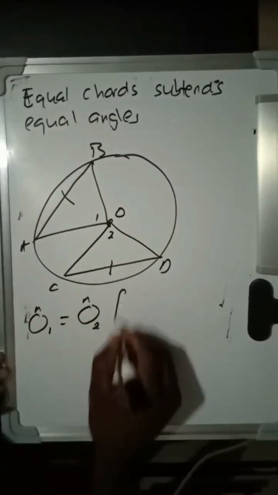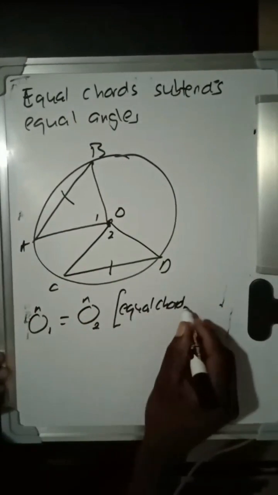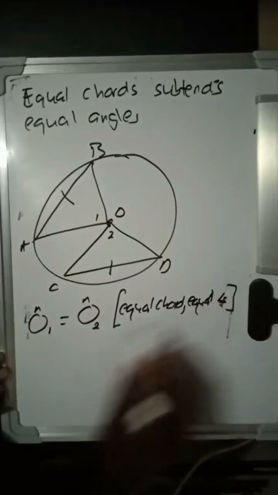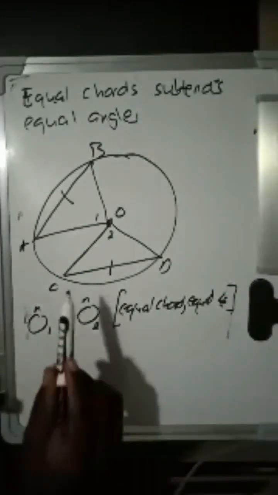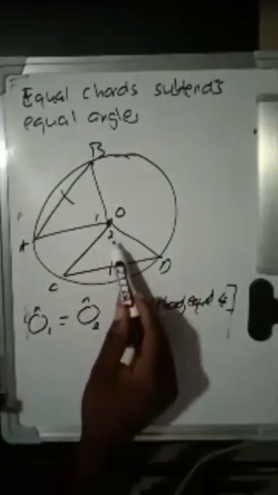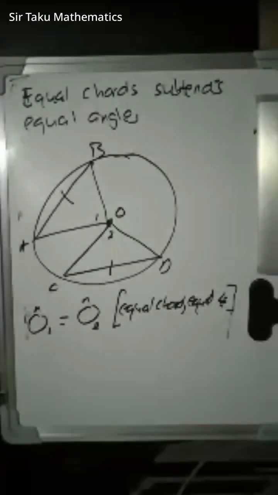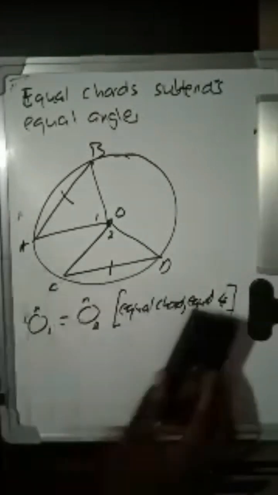Then again, equal chords, equal angles, like that. Okay, so it is also very important to note that the angles can be at the center or the angles can be on the circumference. Okay, that is equal chords, equal angles. Right, we are moving, guys. If I've left anything, I'm gonna review and check, but I think for now we have covered this side. Let's go to the cyclic quad.